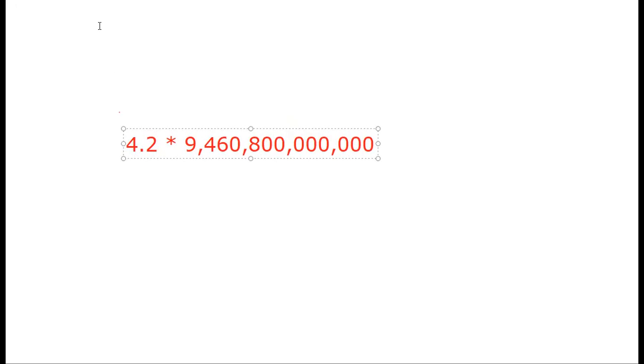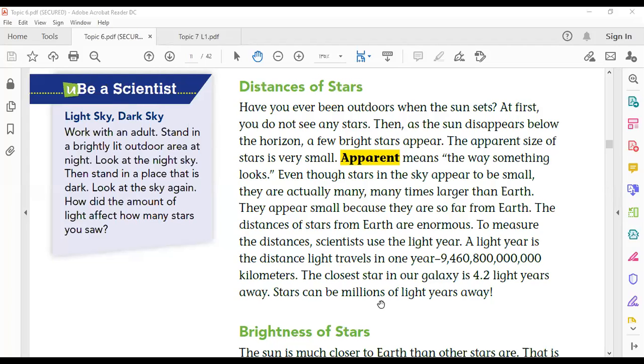Did you know that some stars can be millions of light years away? These are things you can't imagine. So to make it easier for us, scientists use light year instead of kilometers. On Earth we can use kilometers or meters because the distances are very small. But when we go to space, there are very huge distances. For this reason, we use light year.